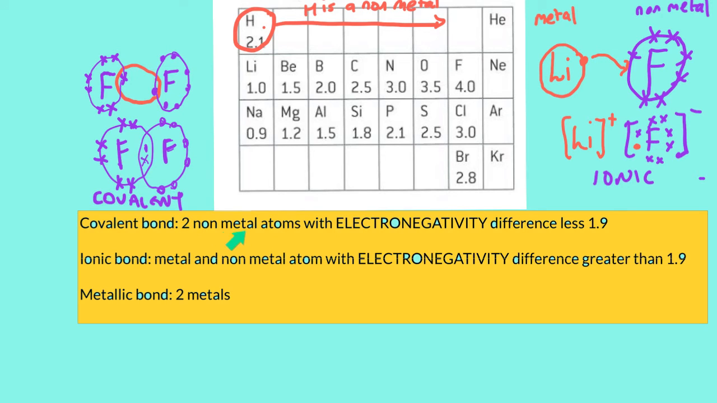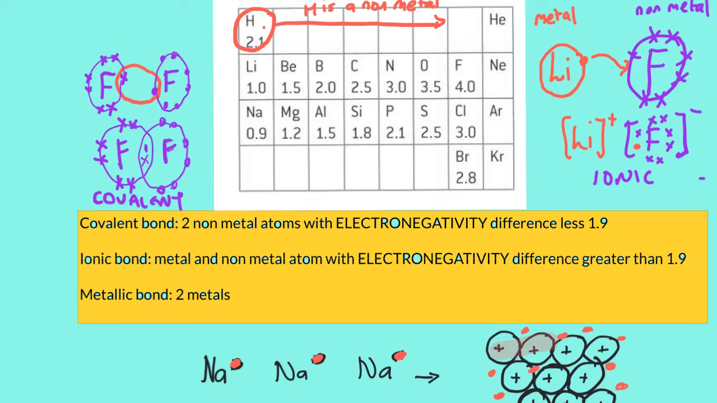A covalent bond is two non-metal atoms with an electronegativity difference less than 1.9. An ionic bond is formed when there's a metal and a non-metal atom with an electronegativity difference greater than 1.9. And a metallic bond is simply two metals bonding together to form a giant lattice with a sea of delocalized electrons.